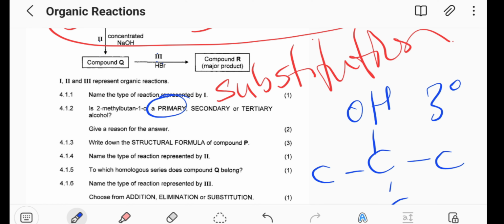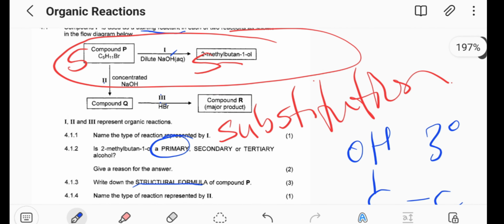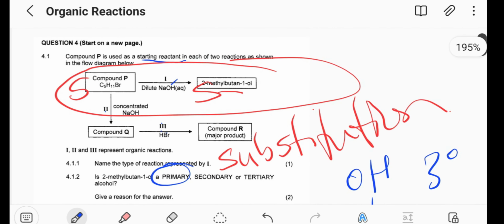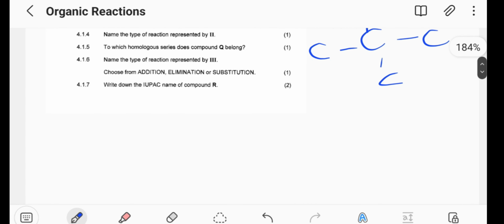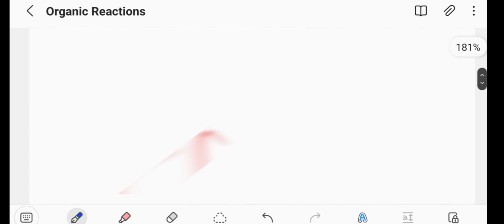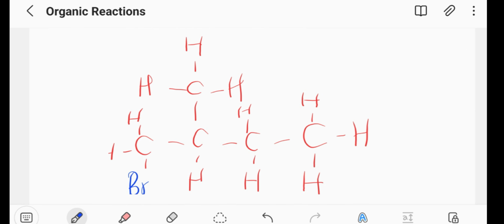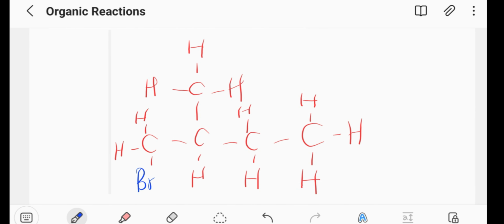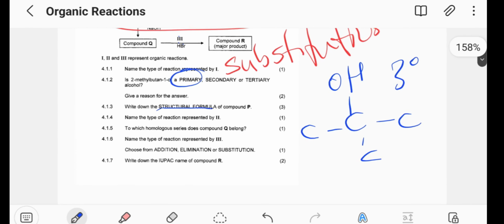Now, question 4.1.3 says, write down the structural formula of compound P. Well, let's go a little bit back and ask ourselves which one is compound P. There is compound P there. And this is how its structural formula looks. It looks as follows.